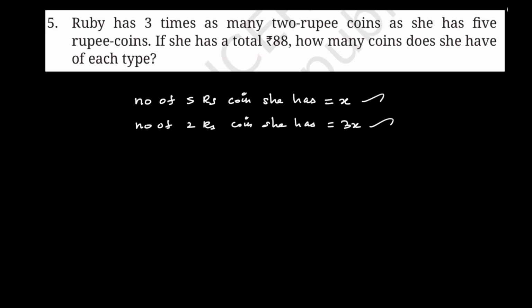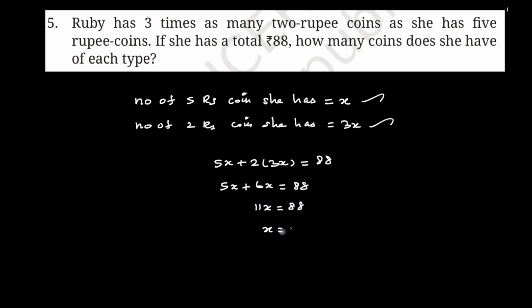So now we can form the equation. She has x number of 5 rupee coins, so 5 into x, 5x, plus she has 3x number of 2 rupee coins, so 2 into 3x, that is equal to the total amount 88. Now we can simplify this to find the value of x. So 5x plus 2 into 3 is 6x. 5x plus 6x is 11x. So 11x equal to 88.